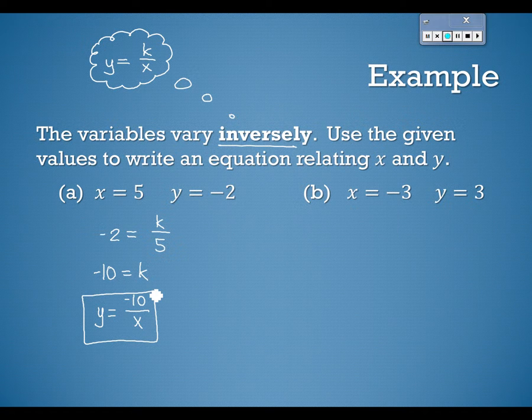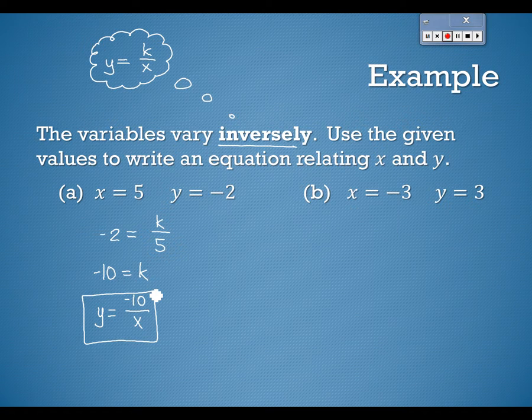Again, if it asks for the equation, what do you fill in this box? You fill in k only. X and y are not 5 and -2. Are you with me on that? X and y are things that change. If x is 5, you can check, then y is -2. But what if x is 10?